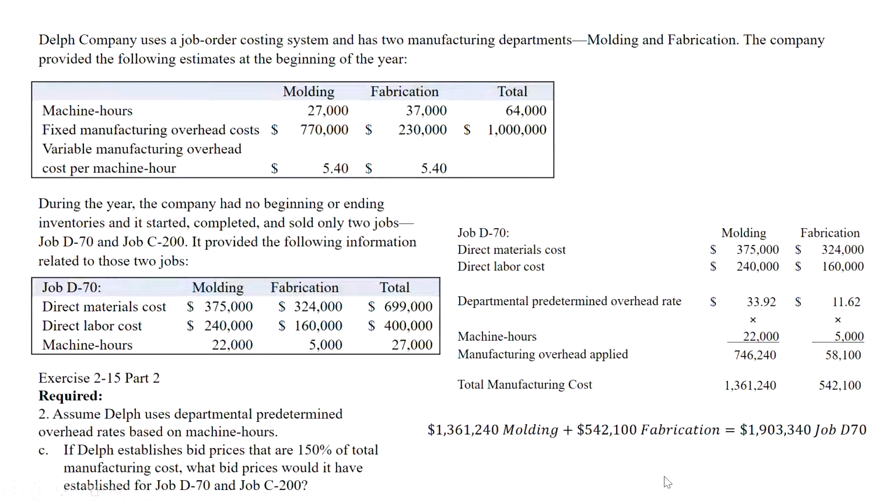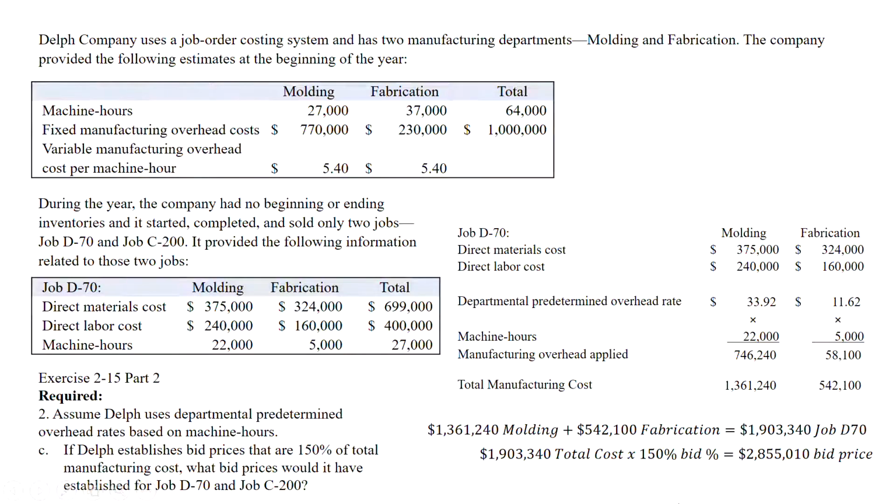For C, very similar to how I did for the plant-wide situation, our bid price policy is still 150% of our total manufacturing costs. So I'm going to take the total manufacturing cost for job D70, 1,903,340 times 150%, and that's going to give us the bid price, or what we're attempting to charge to our customers for job D70, of $2,855,010. Again, similar to the first video, I'm not going to do this also for C200 because you get the overall process and you can follow along with that.